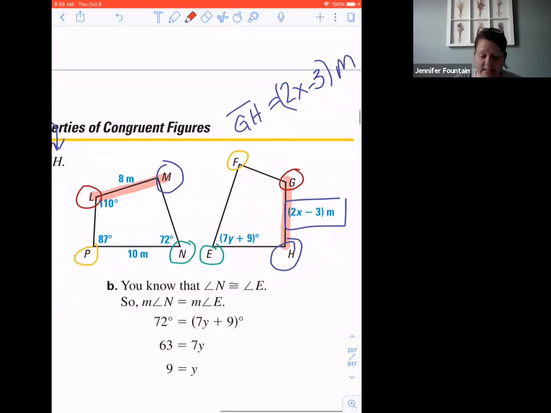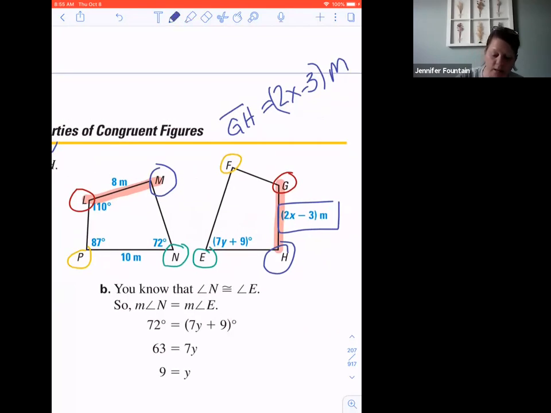So now I can set it up to where I know LM equals 8. Okay, has everybody followed me so far? So now what I want you to do while I'm bringing my screen up is go ahead and set up your equation where we have the measure of GH is equal to LM.